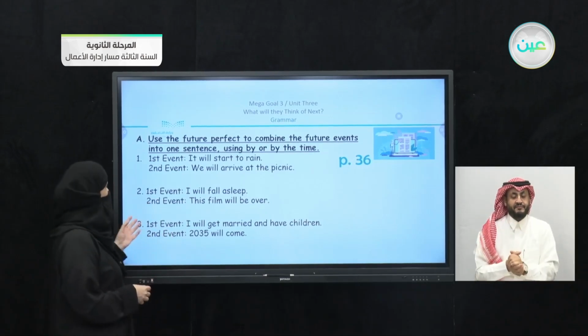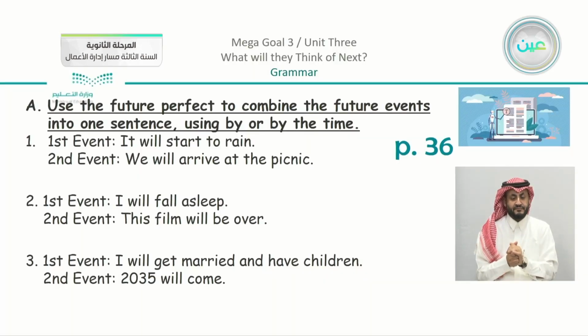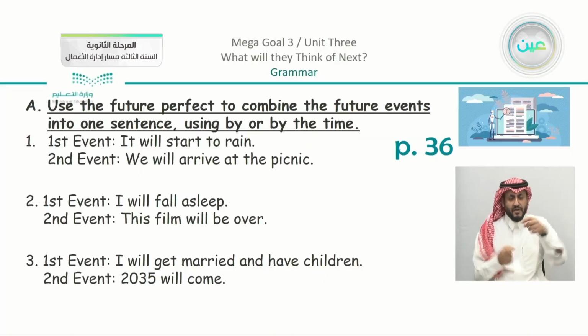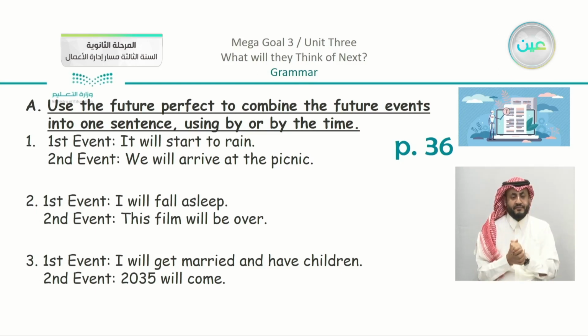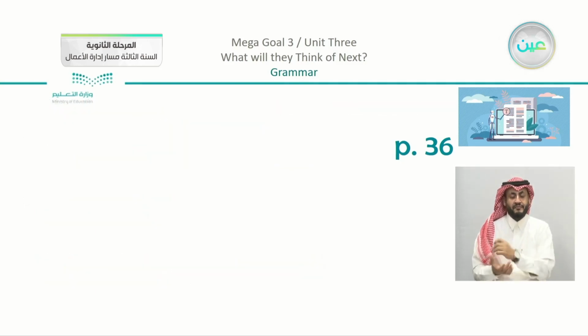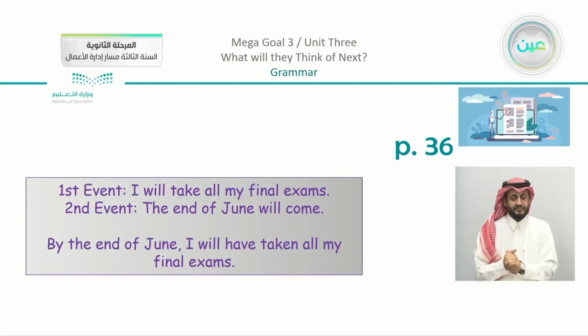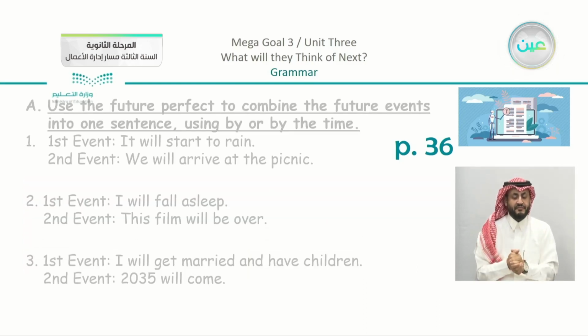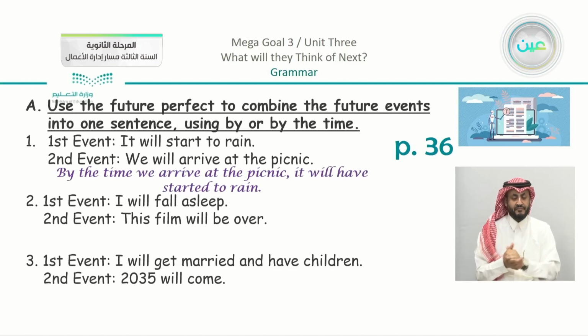Now we have the first one. For the first event, it will start to rain. The second event, we will arrive at the picnic. We have here, we can write. For example here, I will take my final exams. The second event, the end of the June will come. Now we combine them together. By the end of June, I will have taken all my final exams. Now this is just an example. We're going to go back to our exercise. You can say, for example, by the time we arrived at the picnic, it will have started to rain.